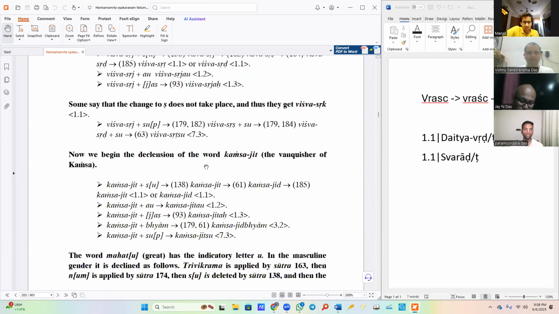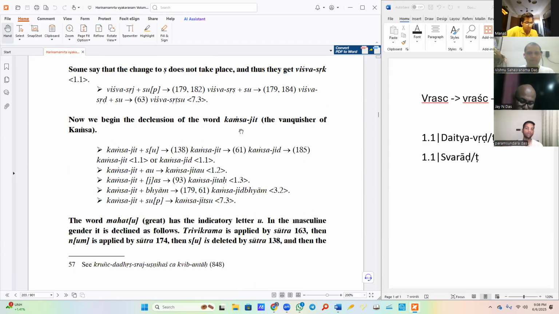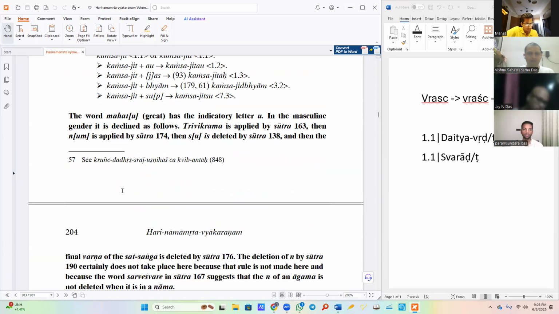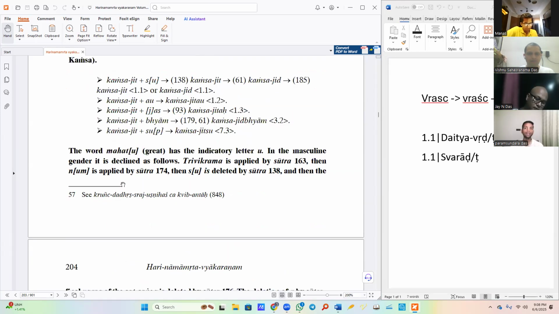Nothing new. Kansajit, one who has conquered Kansa. So simple, nothing much here. Kansajit, Jitau, Jitah, Jitbiham, ityadi. Okay, the next word is Mahatu.